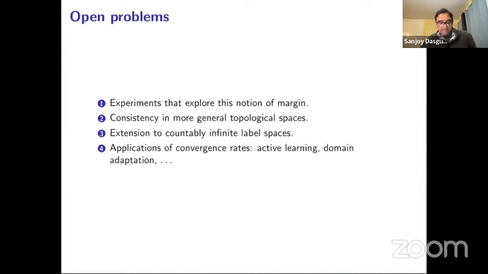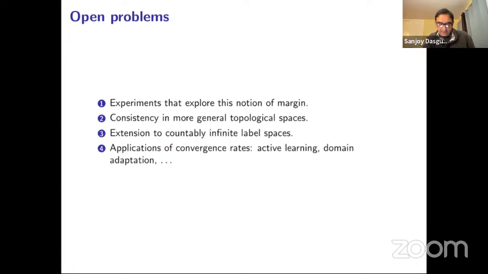Okay. So in terms of open problems, one is this notion of margin. This is the first non-parametric notion of margin that I know of, and I think there's a lot of interesting things to do around there, including experiments. Another thing I'm very interested in is looking at consistency in more general topological spaces. Metric spaces are a nice and large family of distances to look at, but very often nearest neighbor is used with custom distance functions, or even things like KL divergence. What happens in those cases? What can be said about consistency? The next question is an extension to countably infinite label spaces.